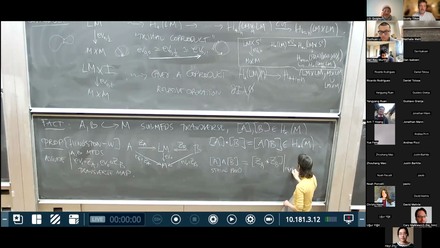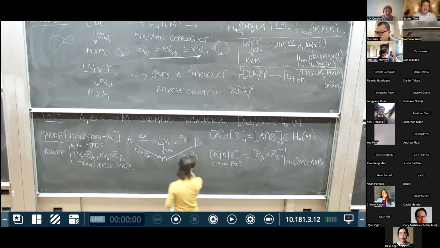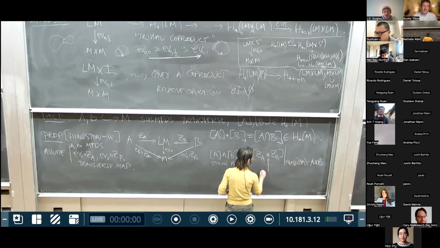F0 plus F0 inverse of the diagonal inside equals B. Right, the pairs of points where the loops agree. This is okay.